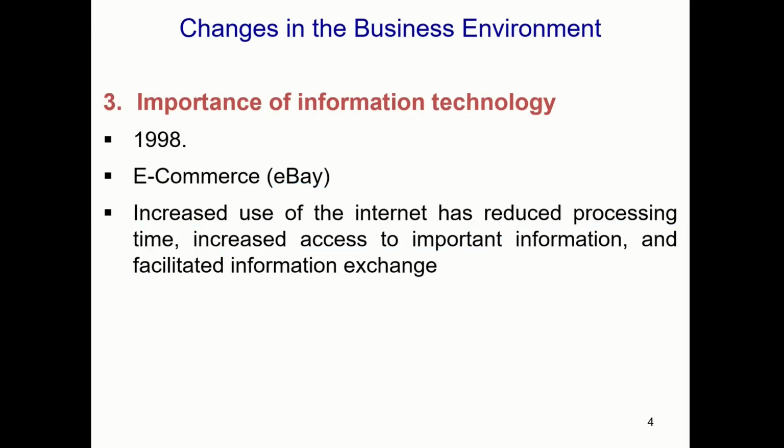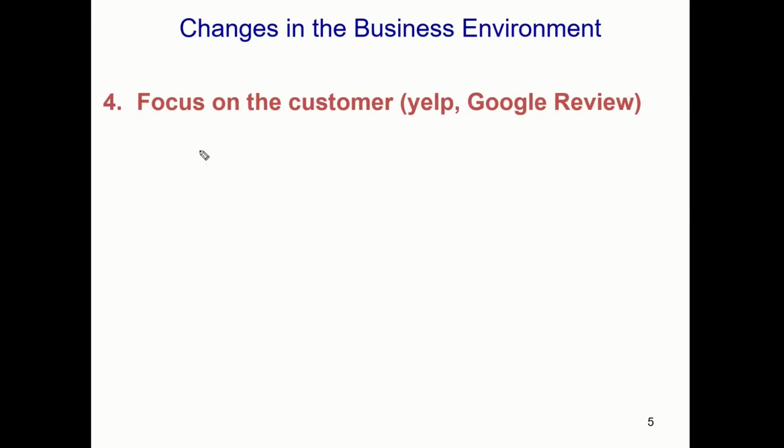The fourth item that changes that affect cost accounting is the focus on customer. I'm sure most of you have heard of Yelp and Google Review, where customers can rate your product. And sometimes they create a Facebook campaign to bring your product down. And when Nike changed their logo, a lot of people did not like it, therefore they changed it back. So customer is important. The focus is on customer.